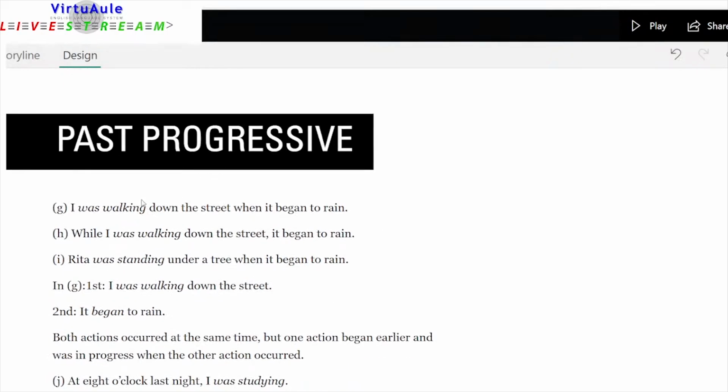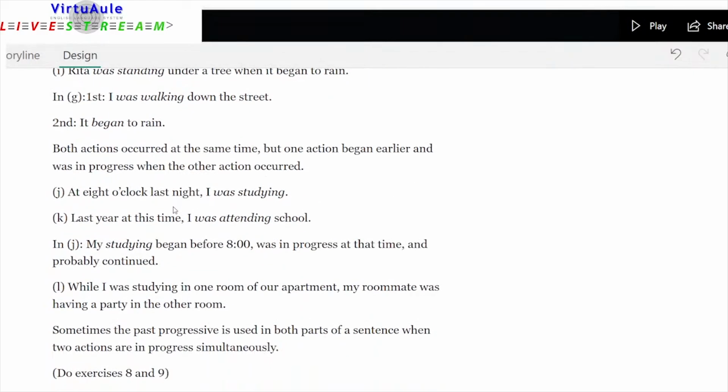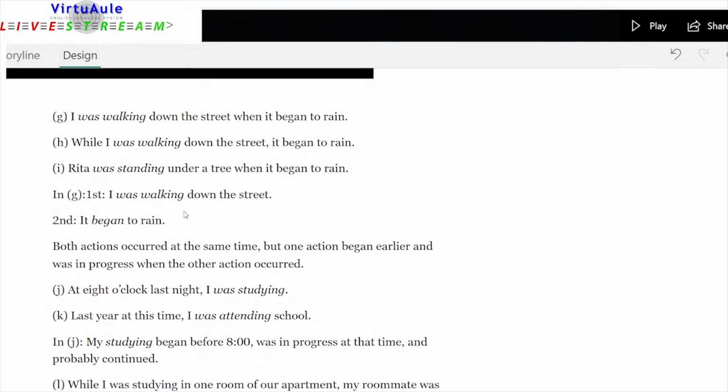Past progressive. I was walking down the street when it began to rain. H, while I was walking down the street, it began to rain. I, Rita was standing under a tree when it began to rain. In G, first I was walking down the street. Second, it began to rain. Okay, so when it began to rain, it started and then I was walking down the street. I was walking down the street first and then it began to rain.